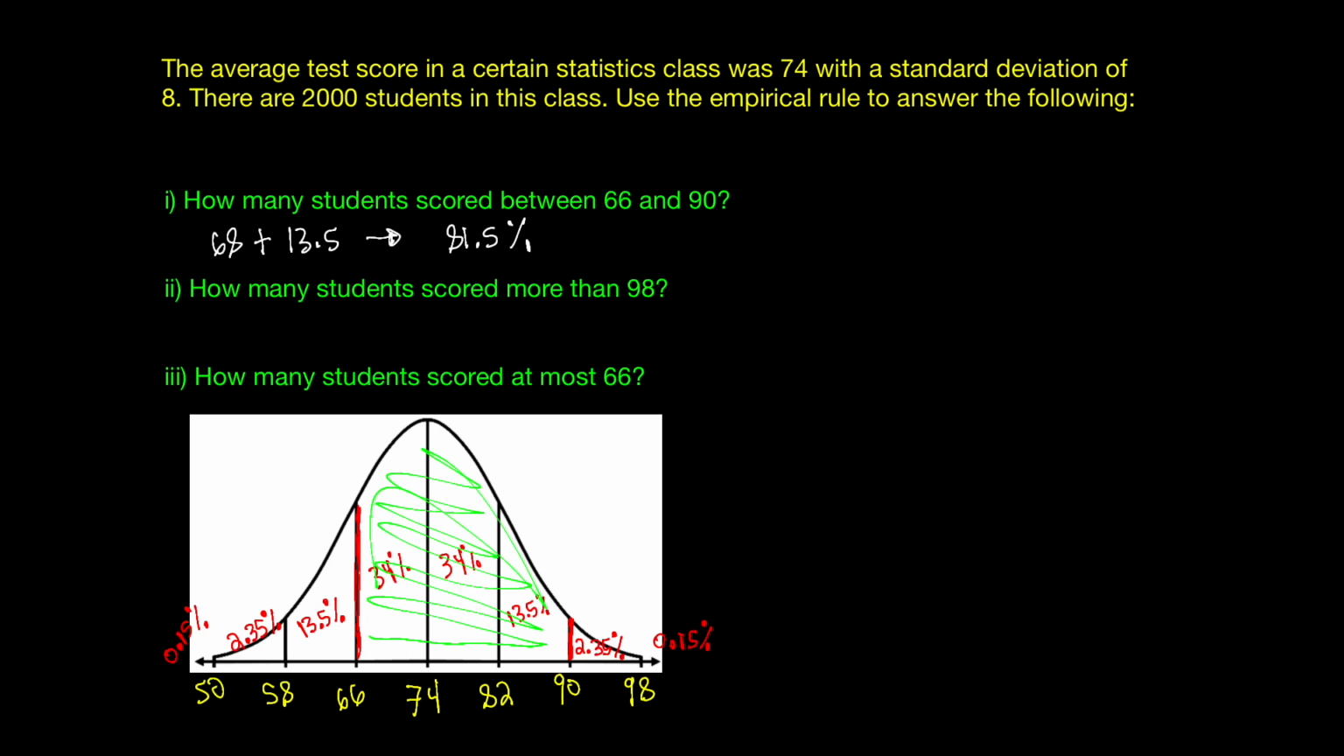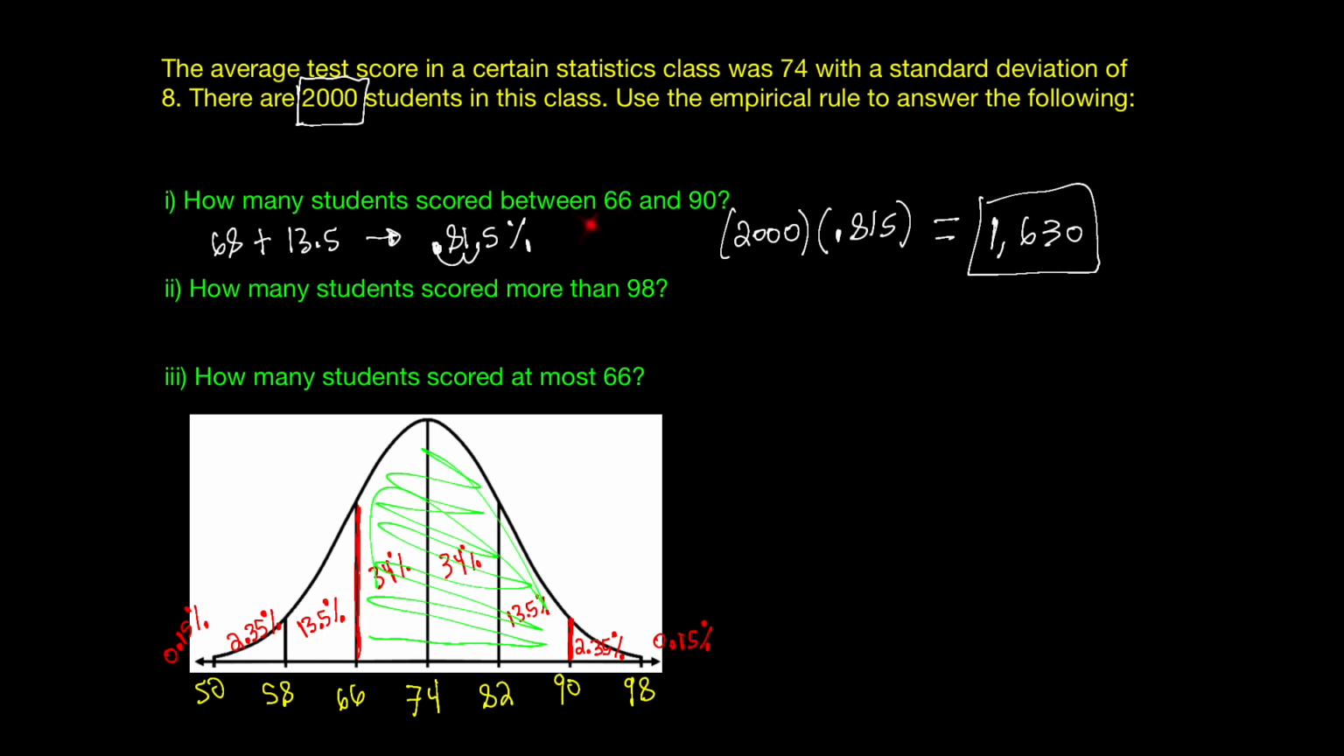Now, because here I'm actually required to tell how many students, and I know that there's 2,000 students, I'm going to multiply 2,000 with the 81.5%. So I'm going to have to convert this into a decimal by moving the decimal 2 places to the left. So 2,000 multiplied with 0.815, and that's going to give me a total of 1,630. So 1,630 students scored between 66 and 90.